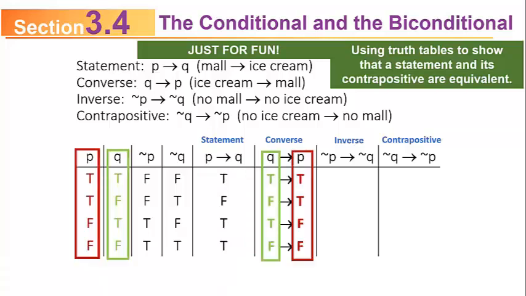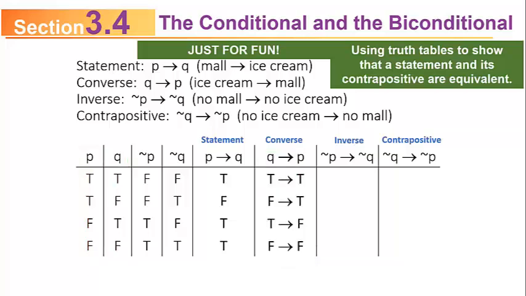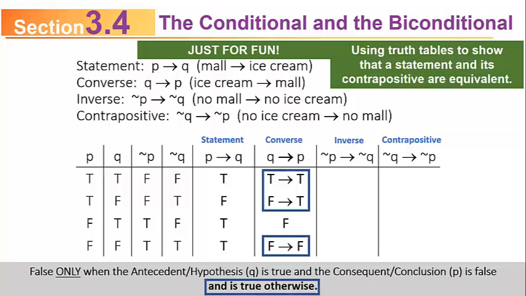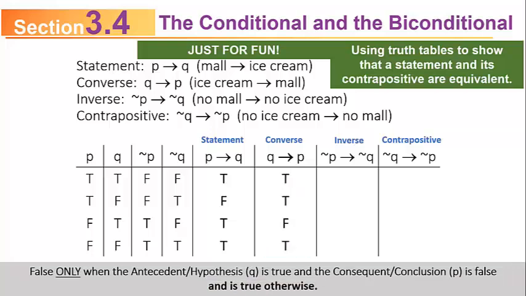If you do the converse, again, I'm going to go through this rapidly, move the Q's over and the P's over. Again, there's only one case where Q implies P is false, and that's when the Q is true and the P is false. In other words, the antecedent is true and the consequent is false. That'd be the third case here. So you would get true, true, false, true for that one.